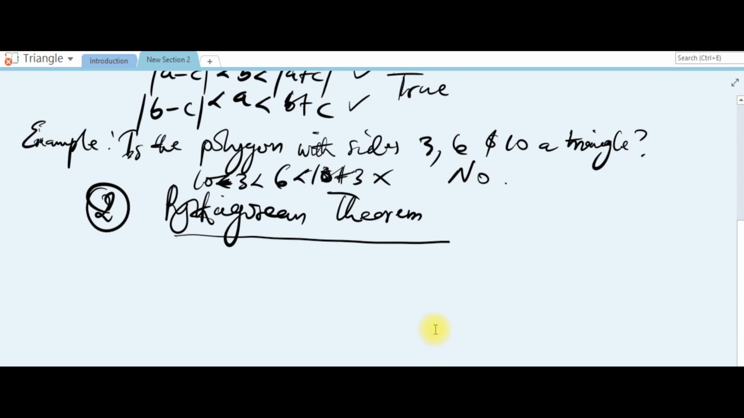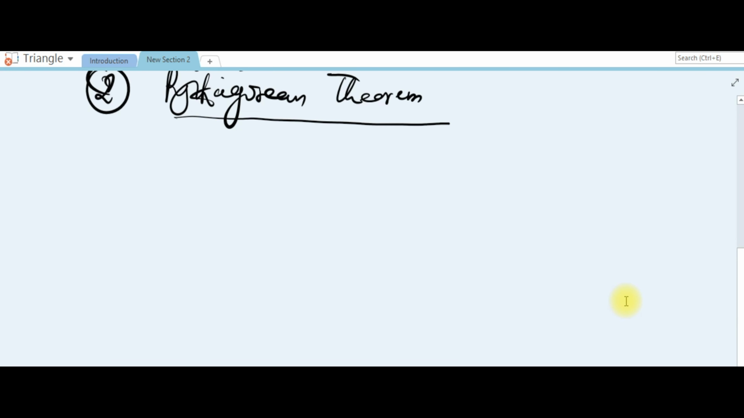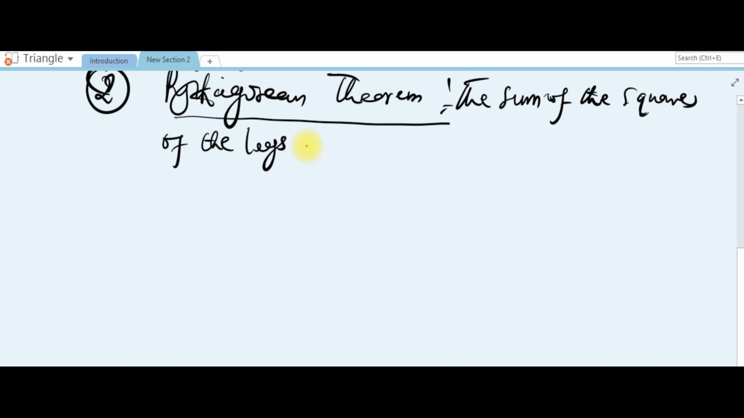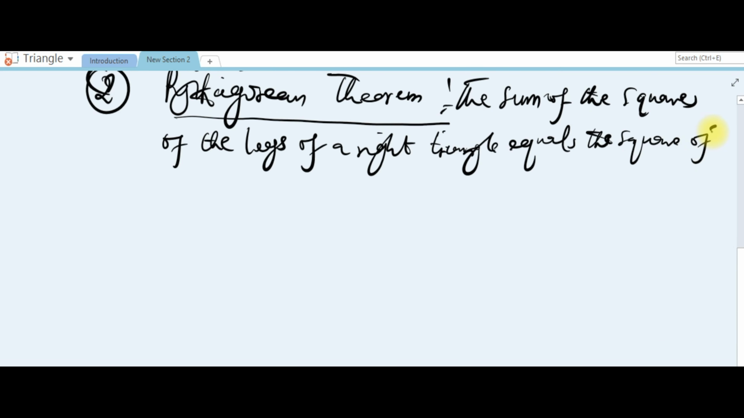We are conversant with this one. The Pythagorean theorem states that the sum of the squares of the legs of a right triangle equals the square of the hypotenuse.